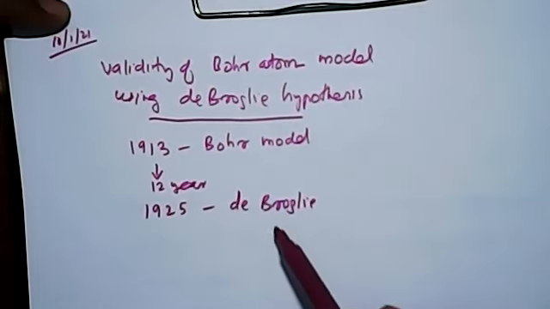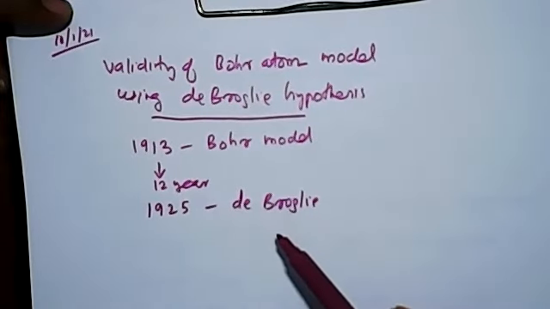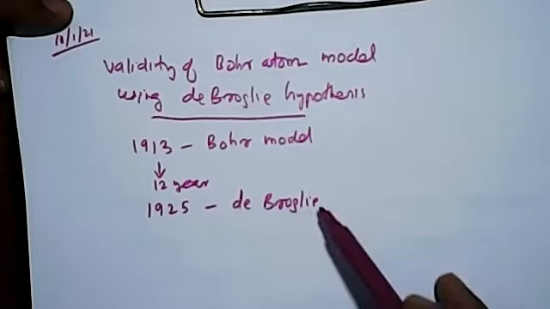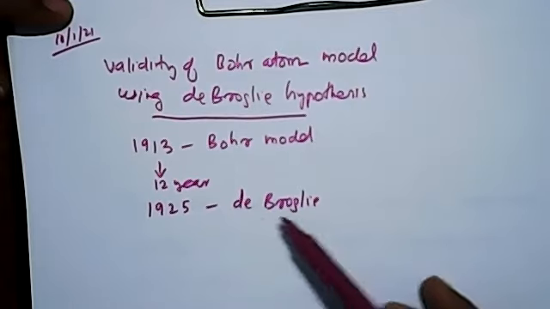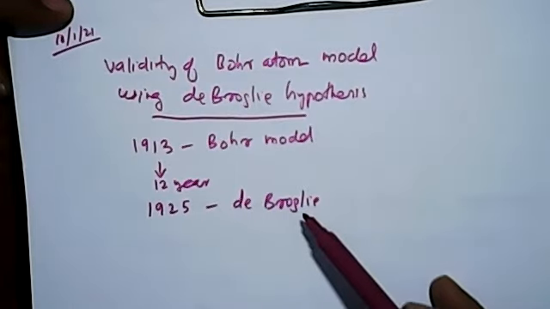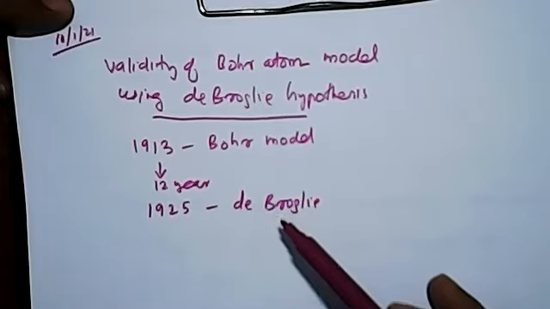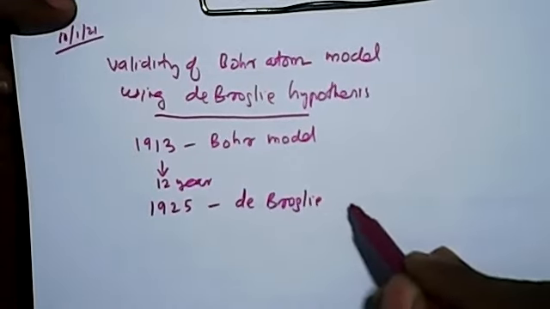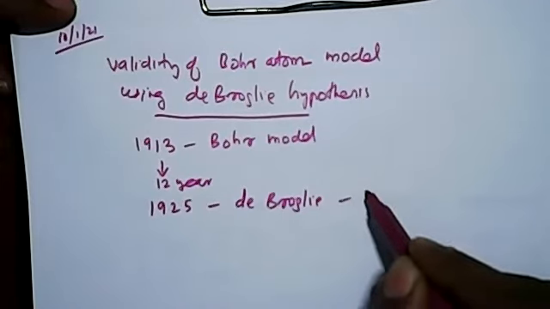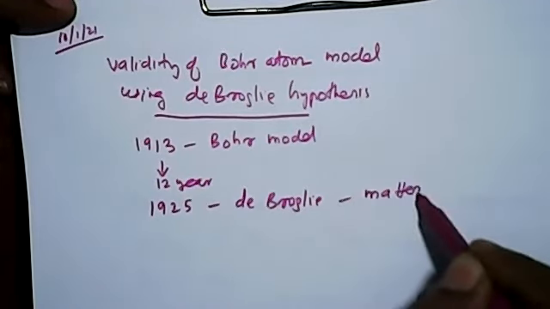pardon me, actually the pronunciation is de Broglie. De Broglie is the actual pronunciation. I am saying de Broglie, that is wrong, because this is a French word. So de Broglie proposed the matter waves.